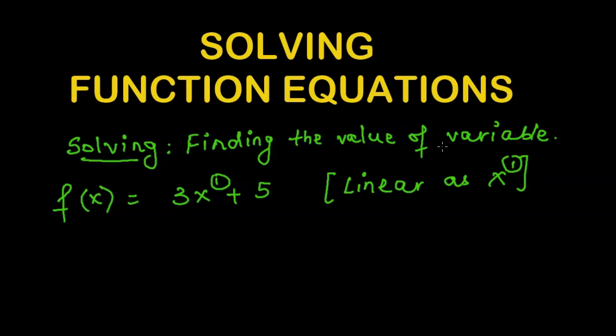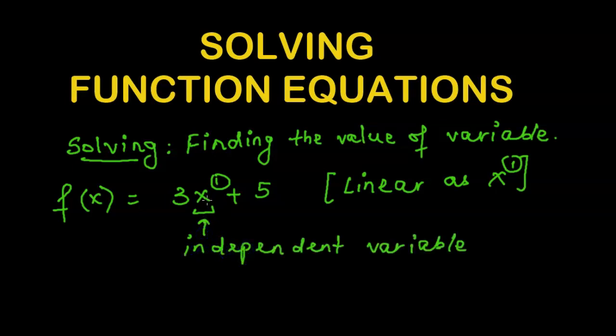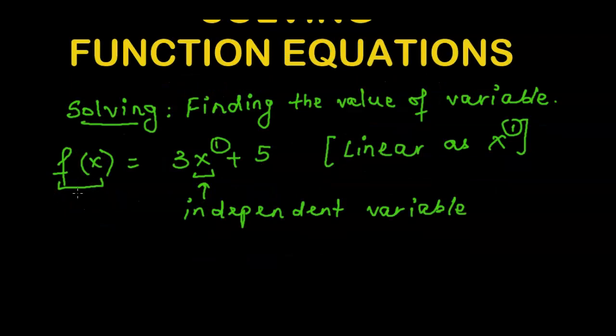Now, finding the value of the variable, there are two variables in this equation. One variable is this x. This is called the independent variable. Why is this called the independent variable? Because the function is dependent upon the x value. That's why the function is called f of x. And the second variable that we have is f of x, and this is called the dependent variable.